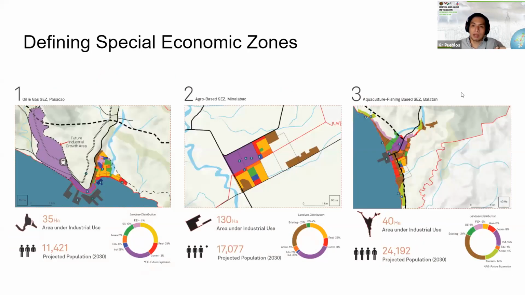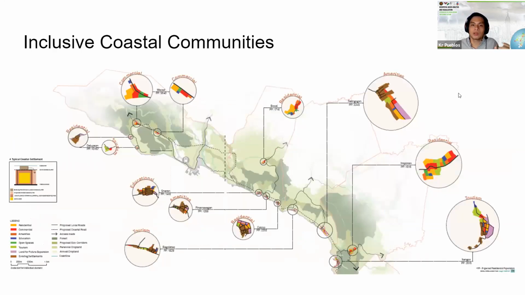And not only did we look at these three main industrial zones, but we also looked at inclusive coastal community development, where these are pockets of little townships, small communities, whether inland or by the coast, where we saw development potential ranging from tourism, residential, amenities, commercial, and all of that.